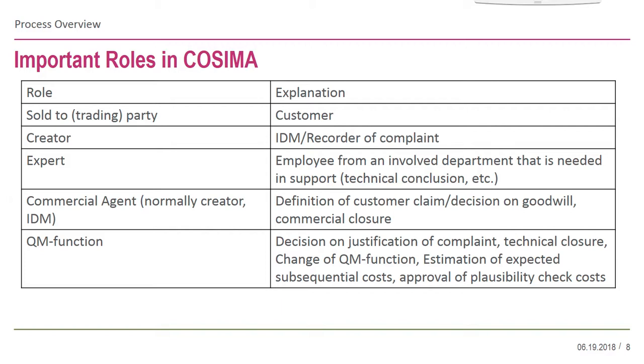There's the commercial agent. The commercial agent in general is going to be the IDM or creator of the complaint, and they are going to make the decision on goodwill as well as complete the commercial closure. There's the QM function, which is a position that is automatically assigned based on the material that's the subject of the complaint, and they are going to complete the decision on the justification of the complaint, the technical conclusion, changing the QM function if necessary, estimating expected subsequential costs, and approving plausibility check costs.